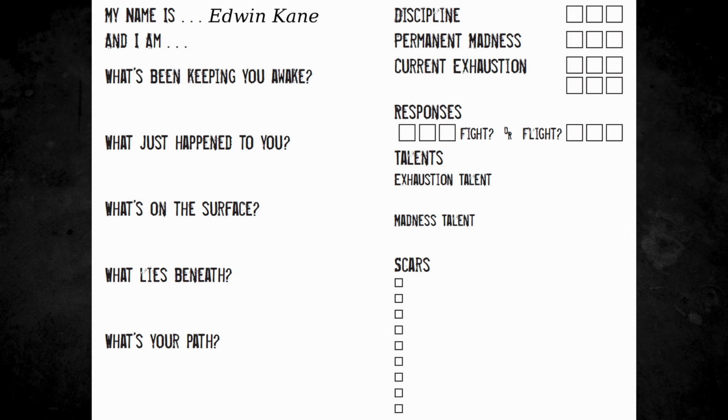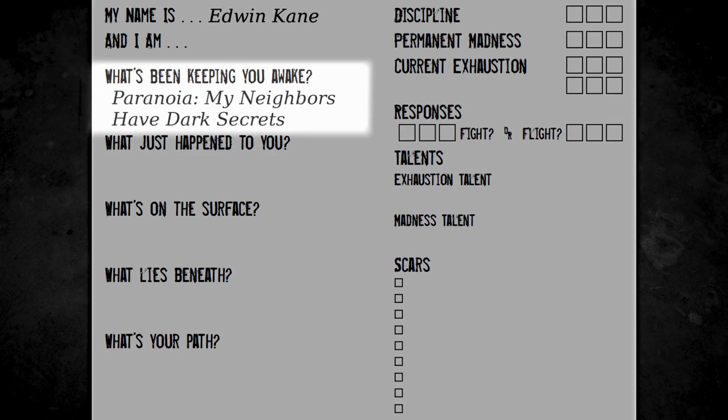With the character Edwin Kane from our one-shot adventure, link here if you missed it, he is being kept awake by an intense paranoia, a sense that those around him are hiding secrets, and that they may be actively conspiring against him. This has led him to retreat to his home and be unable to bring himself to sleep, knowing his neighbor will strike should he doze.